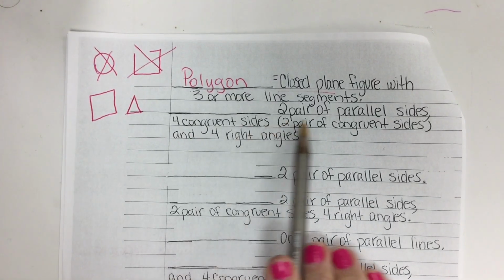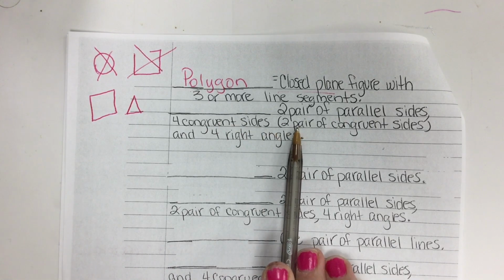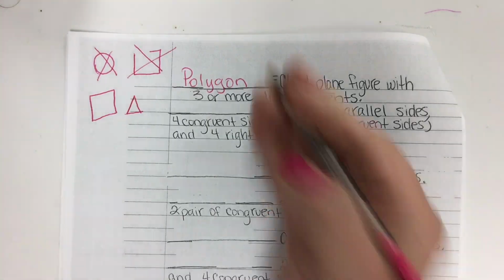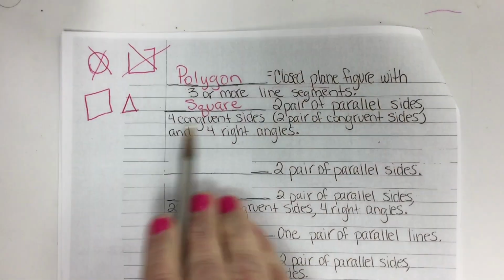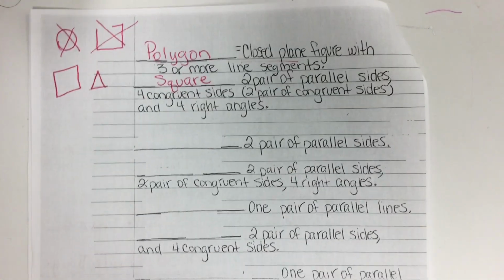All right, 2 pair of parallel sides, 4 congruent sides, which is also 2 pair of congruent sides, and 4 right angles. 4 right angles gave it away. You should have said square. Okay, 4 congruent sides and 4 right angles. You should automatically know that's a square.